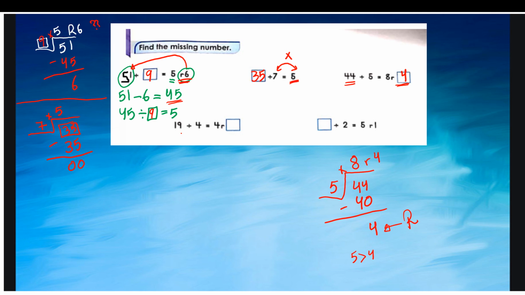Great job. This one and the last one will be a homework for you. Tell me how to solve it and how to find the missing number.